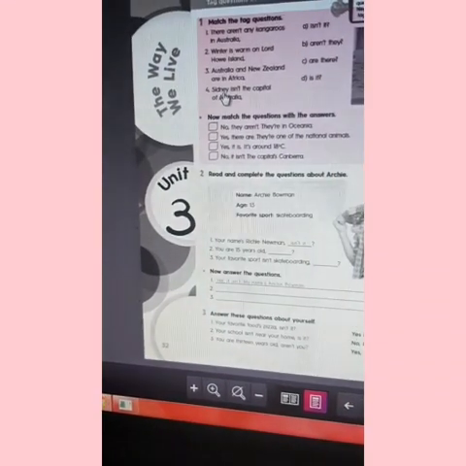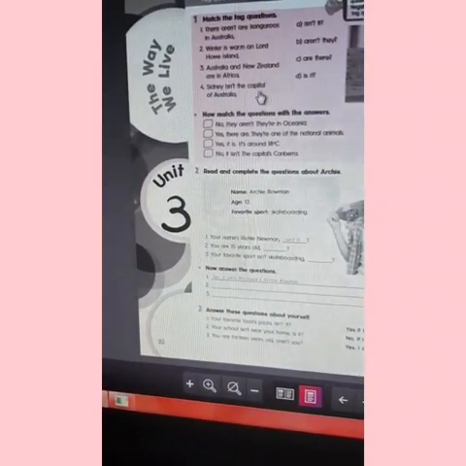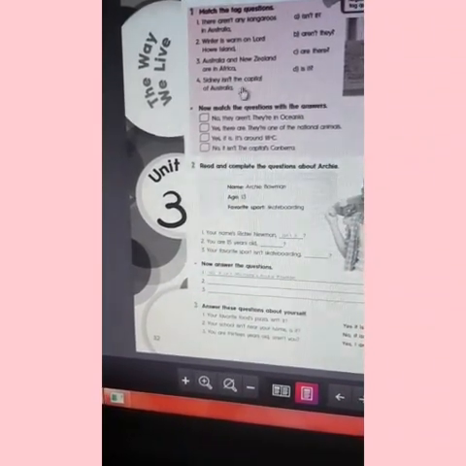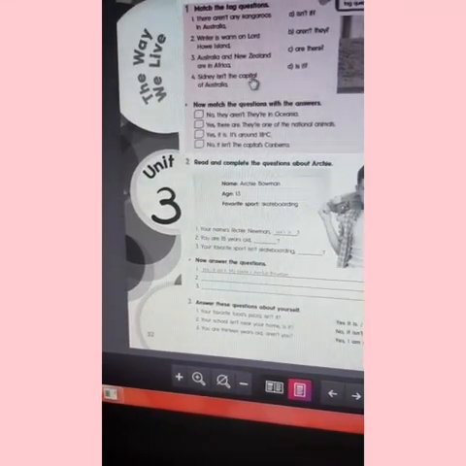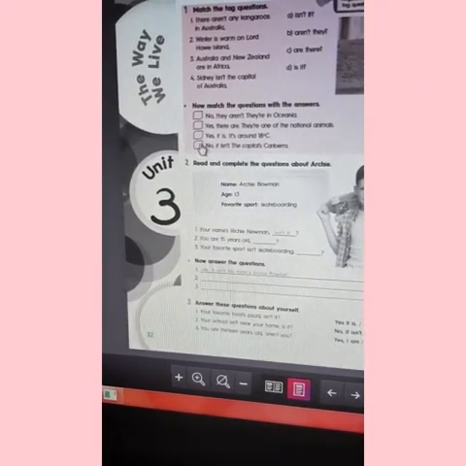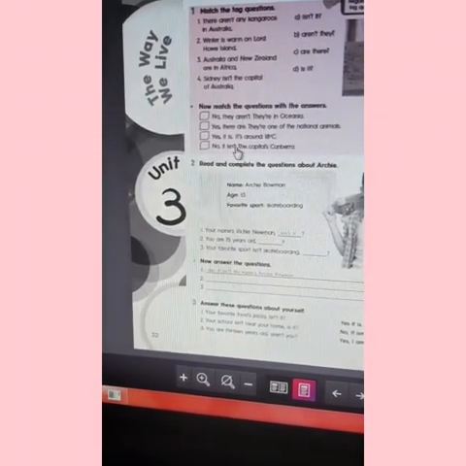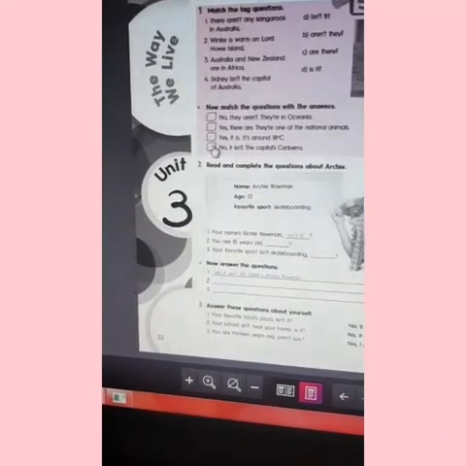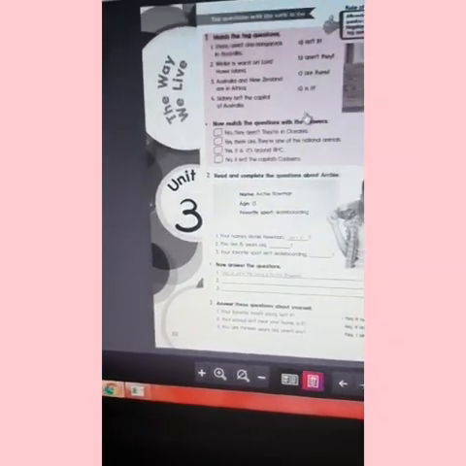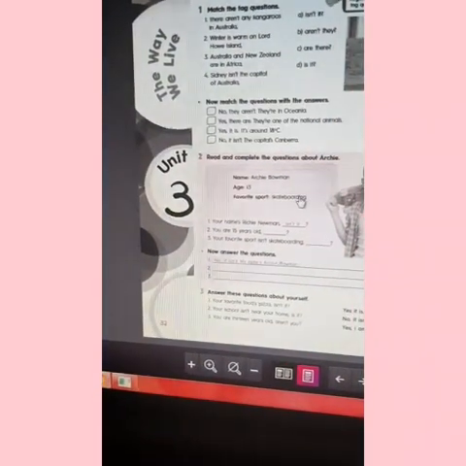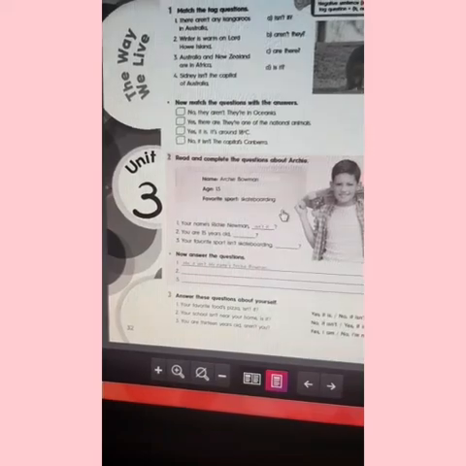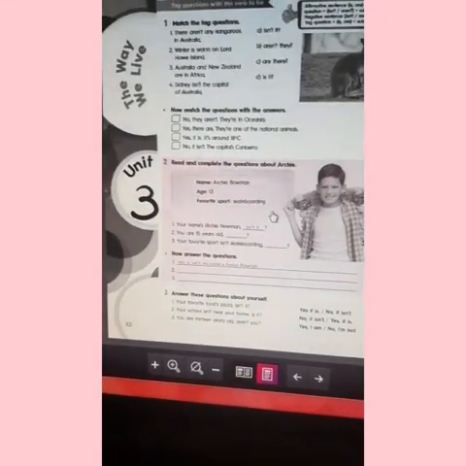And the last one, number 4. Sydney isn't the capital of Australia. Is it? And the answer for question number 4 is no, it isn't. The capital's Canberra. Okay? This is all for activity number 1. Very good. And now we are going to continue with activity number 2. What you have to do? Read and complete the equations about Archie.